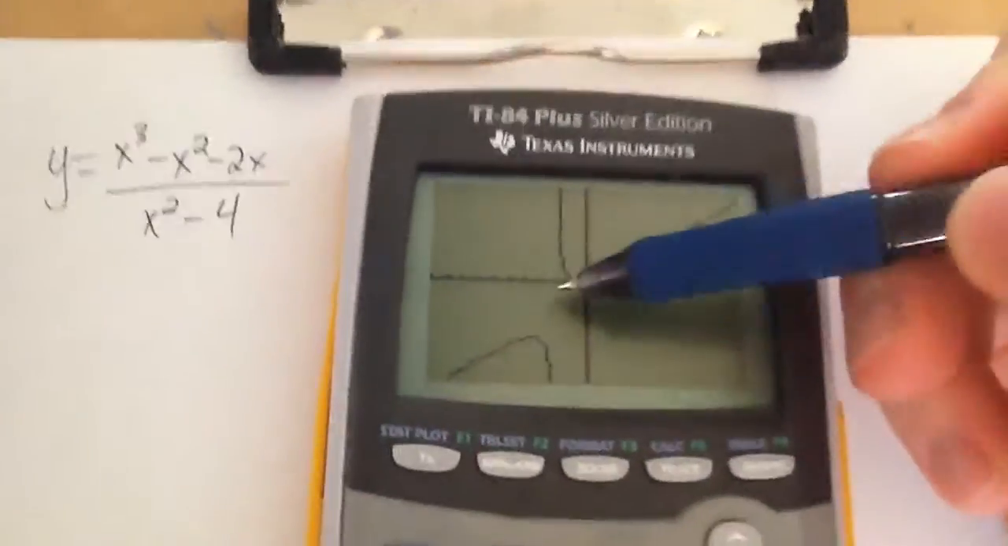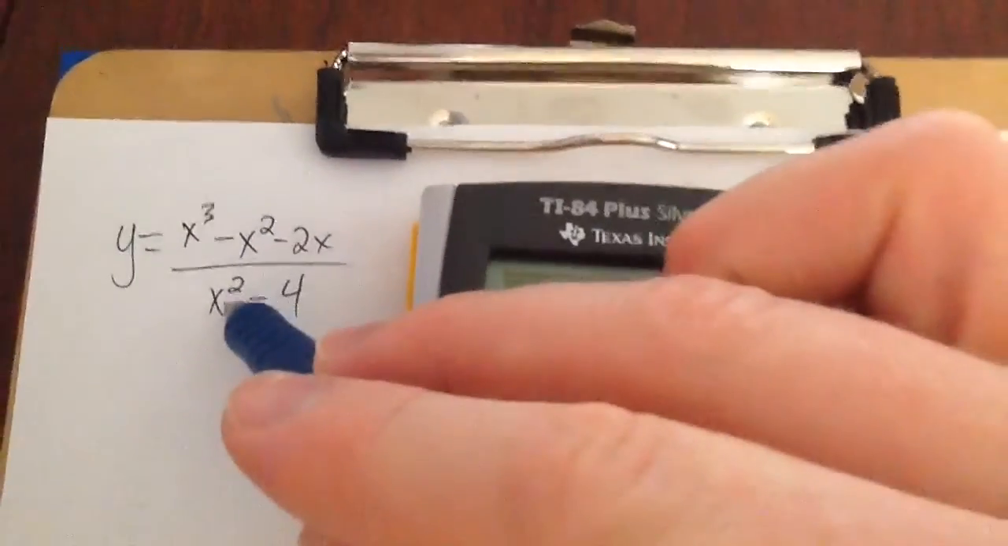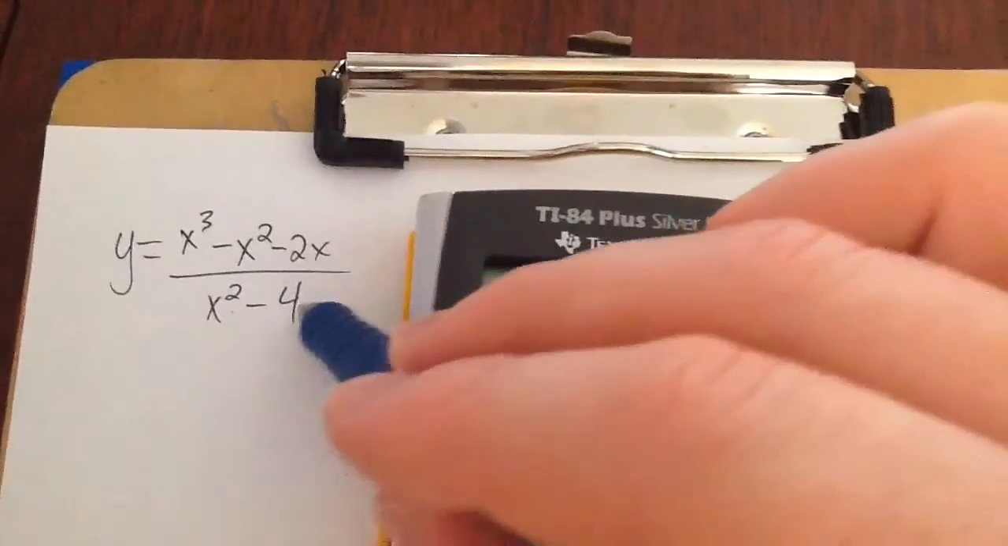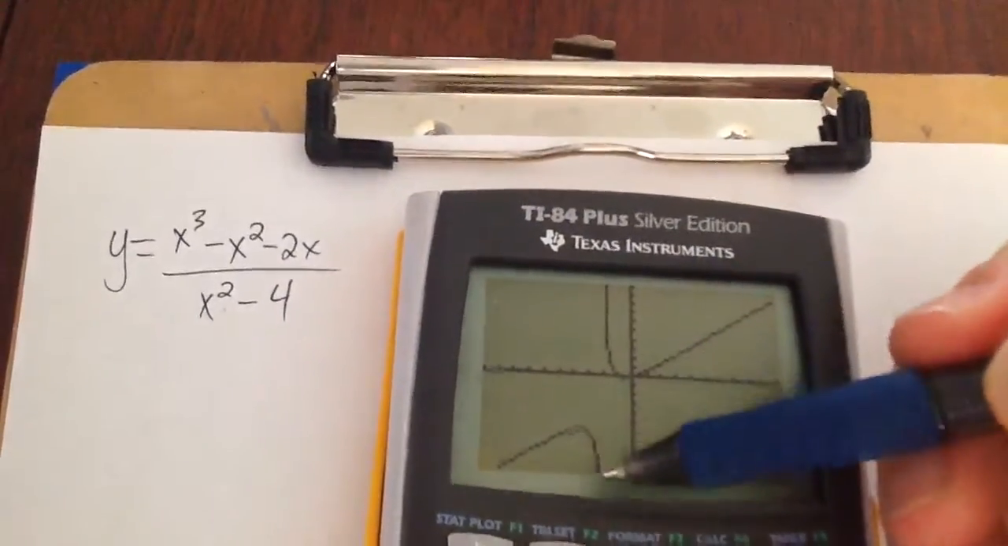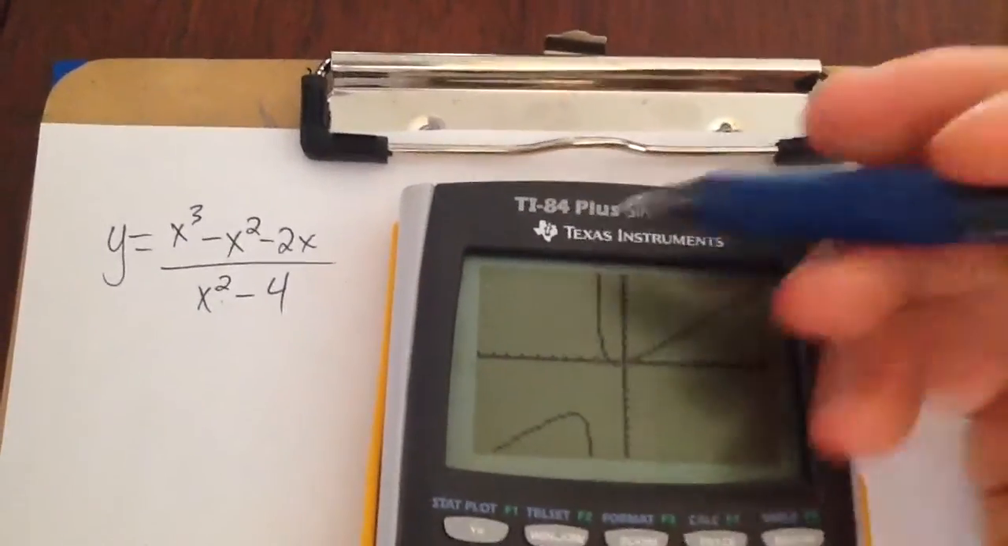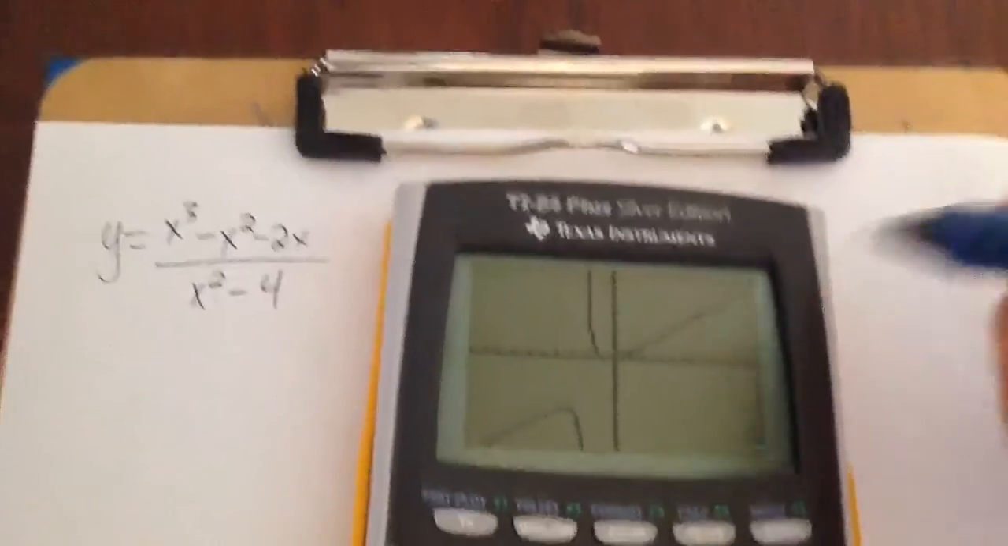Looks like we got a vertical asymptote here, probably at -2, right? Because if I plug in -2 squared, I get 4 on bottom. 4 minus 4 is 0 on bottom. Can't have that. That's where I get my vertical asymptote. This is a discontinuity, but it's not removable. Oh, I forgot to talk about that on that last one.